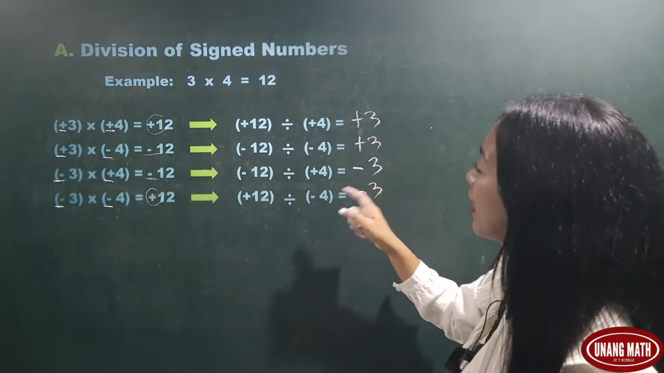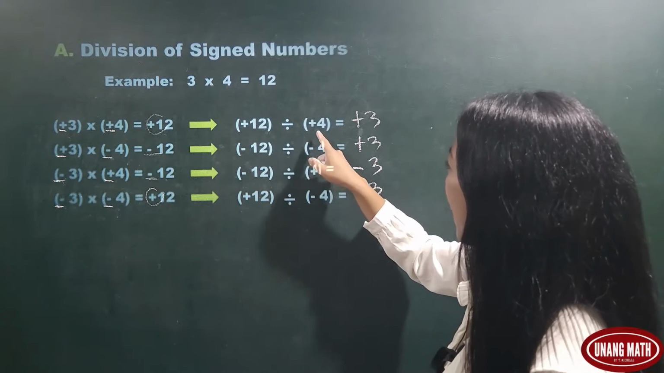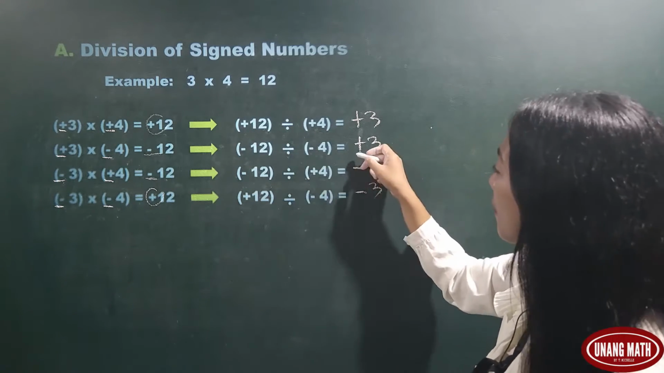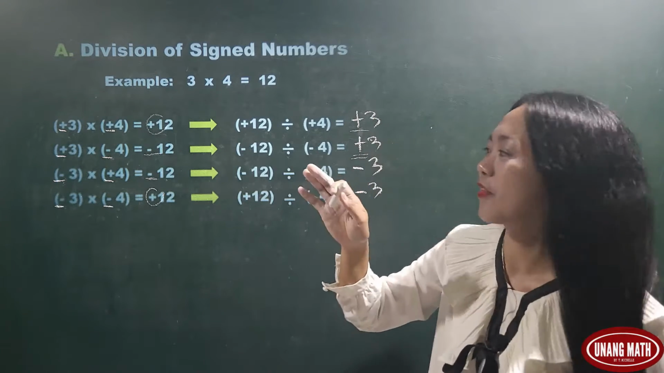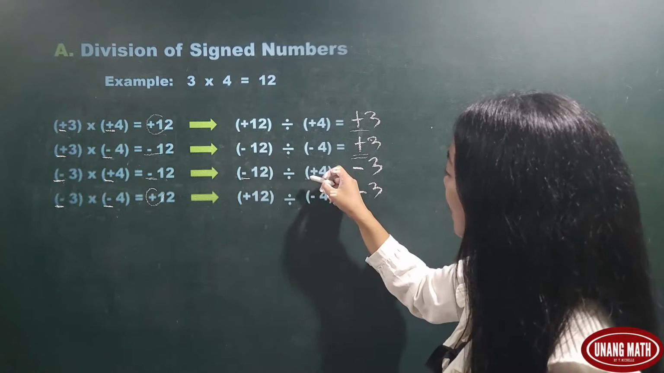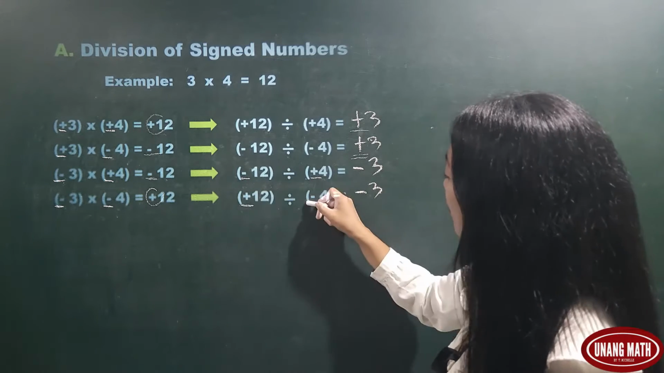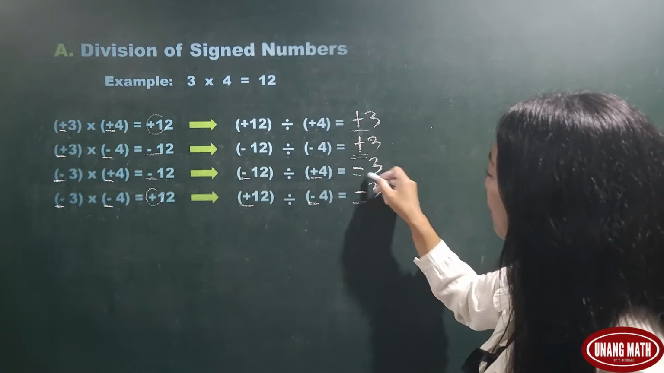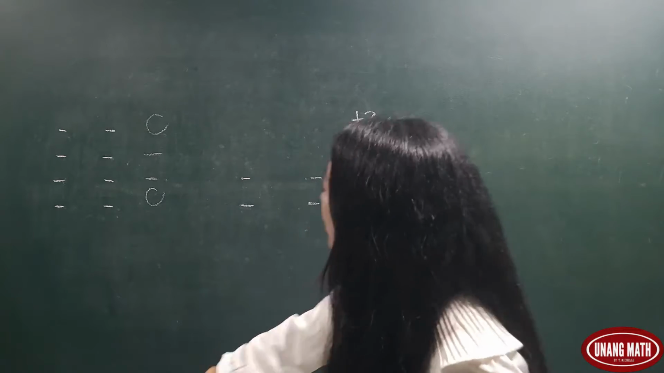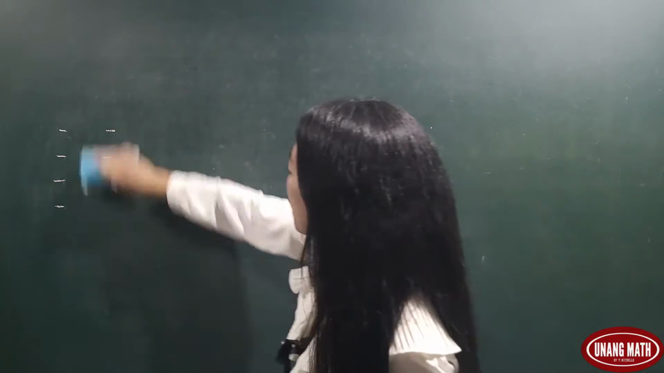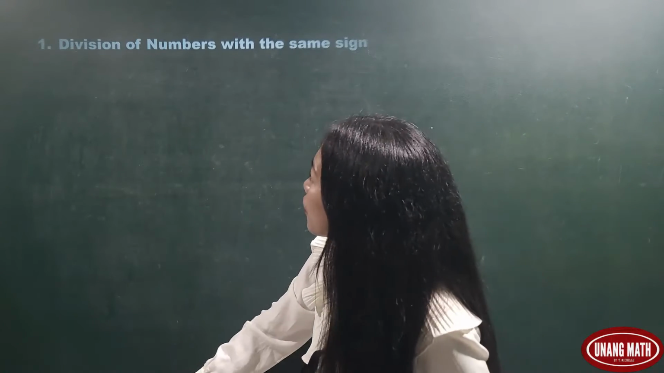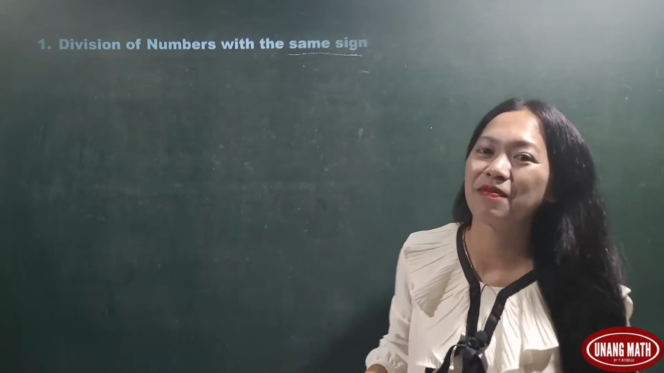So if we are dividing numbers with the same signs, like positive divided by a positive number or negative divided by a negative number, the answer is a positive number. If we are dividing numbers with different signs, like negative divided by positive or positive divided by a negative number, the answer is a negative number. Let's give more examples for you to understand all the rules in dividing signed numbers. Let's start with division of numbers with the same sign.